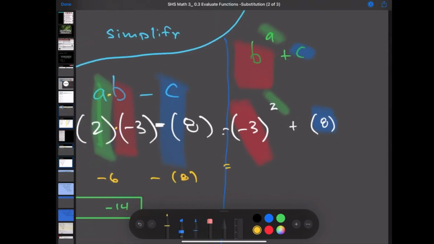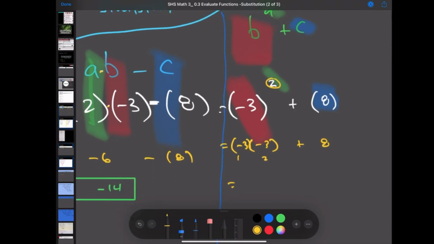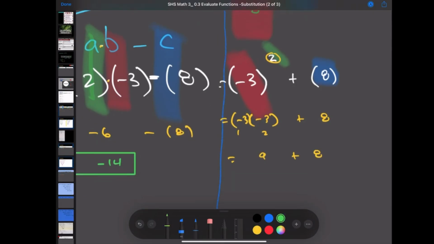Okay, remember the square tells us you have 2 of them. -3 times -3, which is what? +9. And 9 plus 8 is 17.